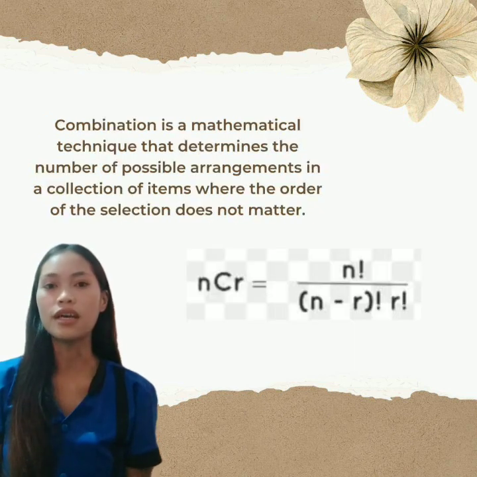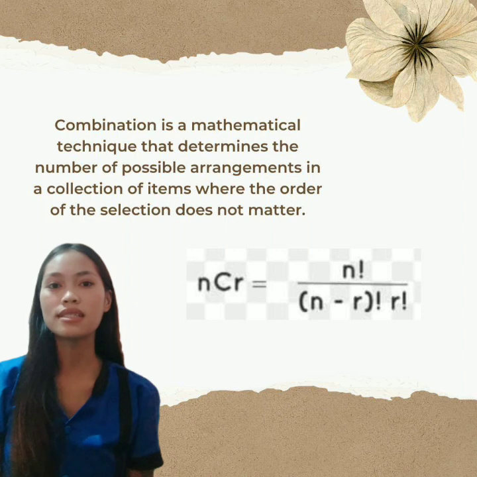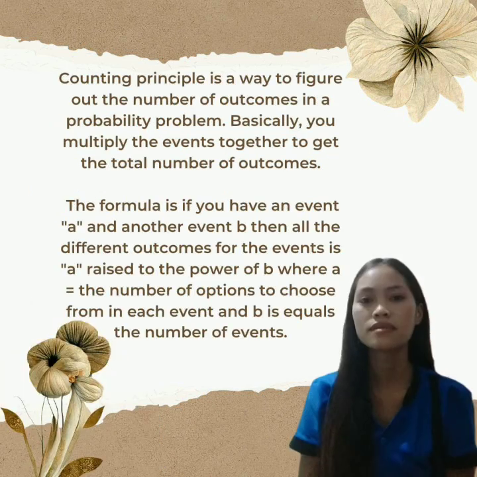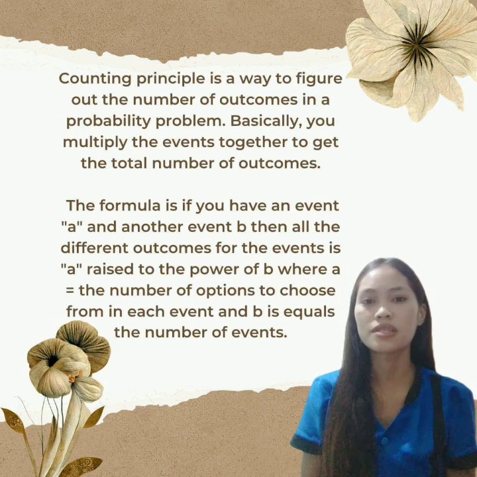Next is combination. A combination is a mathematical technique that determines the number of possible arrangements in a collection of items where the order of the selection does not matter. The formula is n combination of r is equal to n factorial divided by n minus r factorial times r factorial. Next, we have the counting principle.